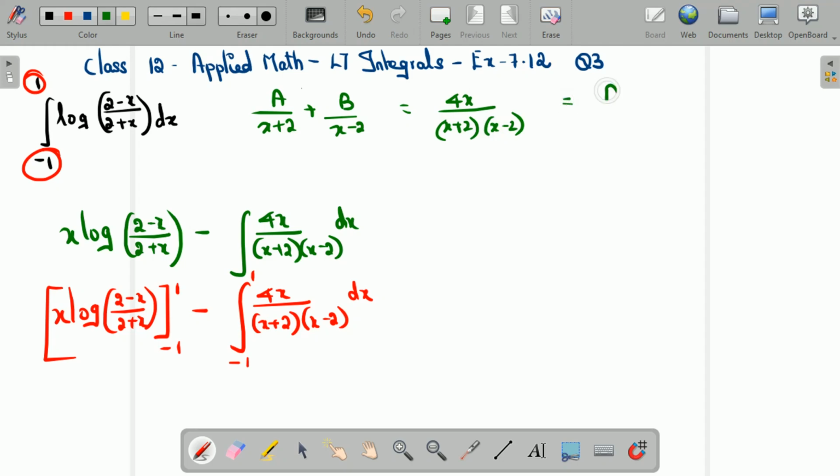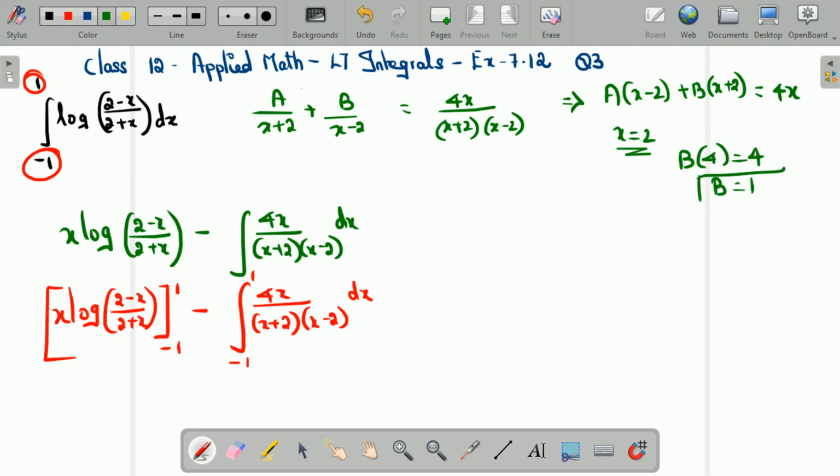So this will imply a into (x minus 2) plus b into (x plus 2) will be equal to, after taking the LCM, we compare the numerators. Now let's put x is equal to 2, which means a will vanish. So b into 4 is going to be equal to 4, so b is equal to 1. Now let's put x is equal to minus 2.